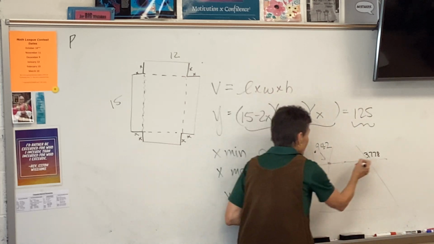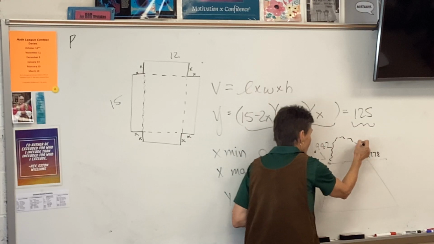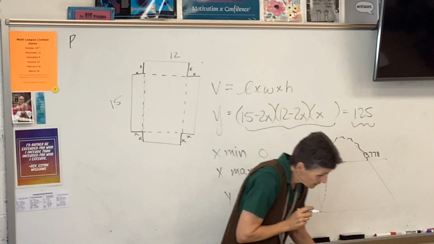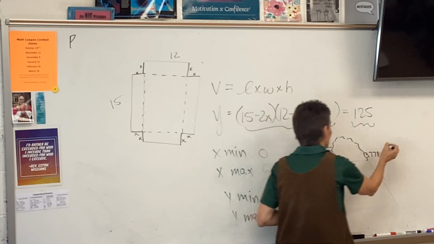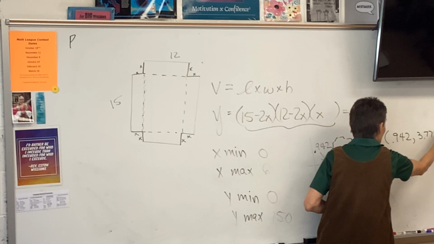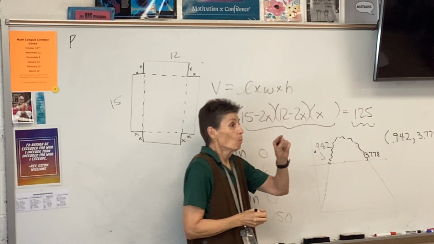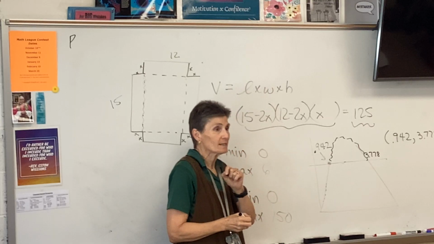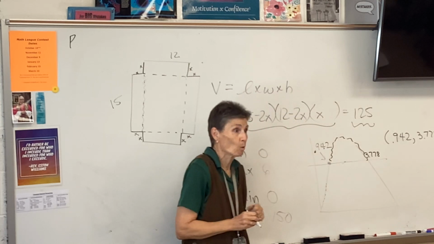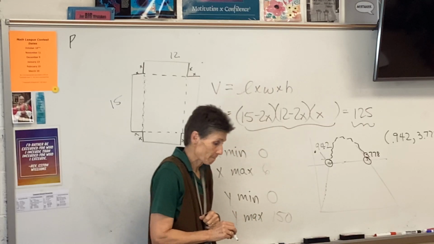Now, this is the 125 line. So if I want to be more than 125, don't I want to be up here? It says just plain more than, right? Yep, so your answer would be 0.942, comma, 3.778. Everything in between those 2 points. Why are they parentheses and not brackets? Because it doesn't say more than or equal to, it says just more than. These are like open knots for that question.